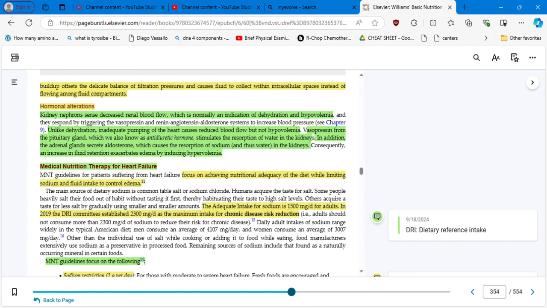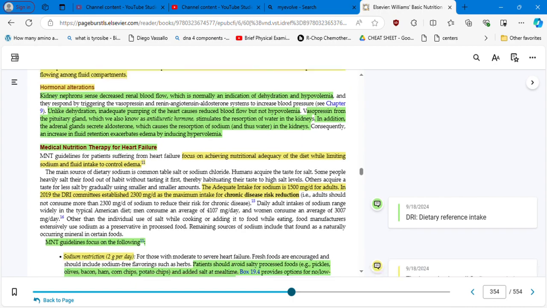Vasopressin from the pituitary gland, which we also know as antidiuretic hormone, is going to stimulate the resorption of water in the kidneys. Now, in addition, the adrenal glands secrete aldosterone, which causes the reabsorption of sodium and thus water in the kidneys. Okay, so there is a lot of intervention of the kidneys, the heart, and the hormones being released by the brain. So it's a whole participation of different organs. It's kind of complicated to understand, but so far you just need to know that there is a shift in the fluid, okay, and the kidneys and the heart are participating to create balance.